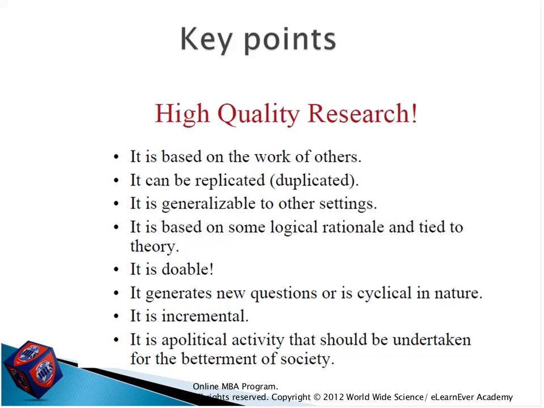And it generates new questions or is cyclical in nature, and it is incremental, it is a political activity that should be undertaken for the betterment of society. So all of them say that if you do a good literature review, then your work shouldn't be duplicated, and it should be doable, and this research can help society for the betterment of life. All right. So you should think about this point when you want to do your research, that it should be doable. Can you use it from this research? Can this research help society? Has any positive effect? And of course, based on others' work.